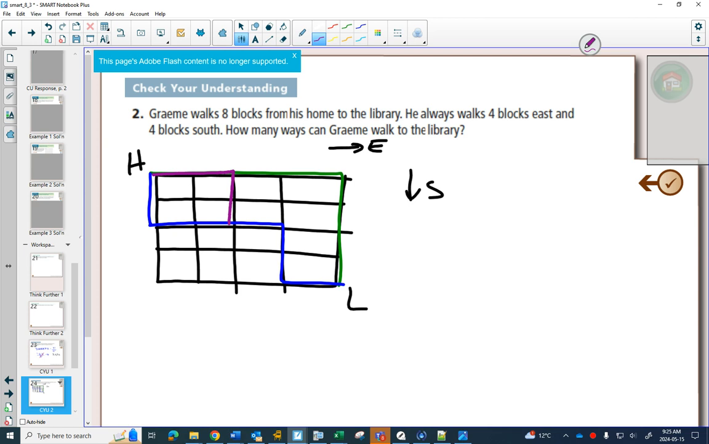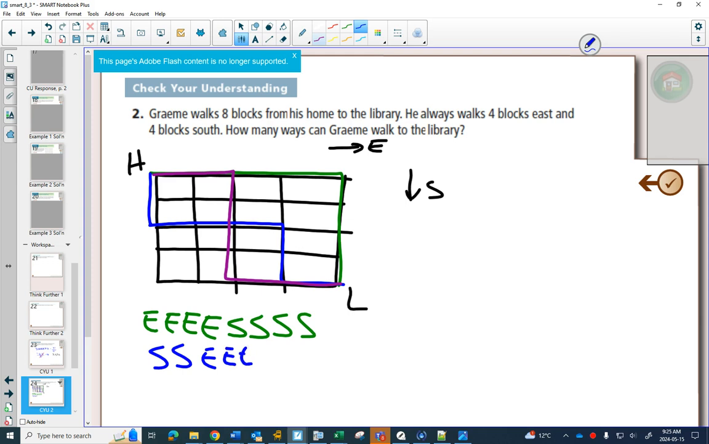This route would be a possibility. And each of those routes, like the green one, I could represent like this. He went east, then east, then east, then east, then south, then south, then south, then south. I could write the blue one like this. South, then south, then east, then east, then east, then south, then east. Or the purple one. That looks easy.